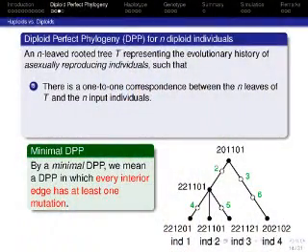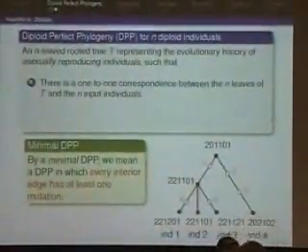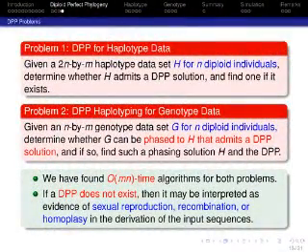I will say that a DPP, diploid perfect phylogeny, is minimal if every interior edge has at least one mutation. So this is a minimal DPP, since this is the only interior edge and it has a mutation. That's the minimal DPP.